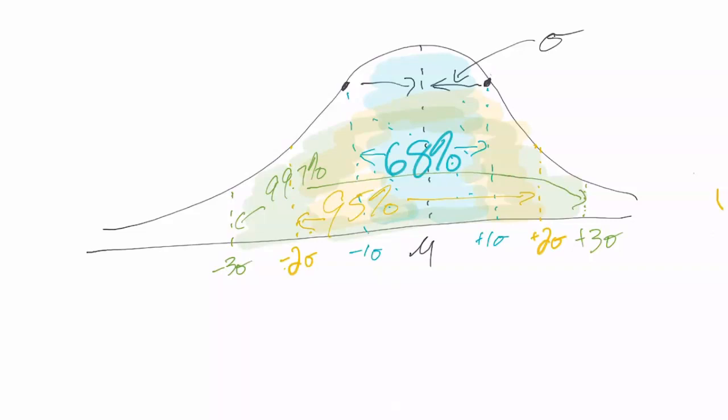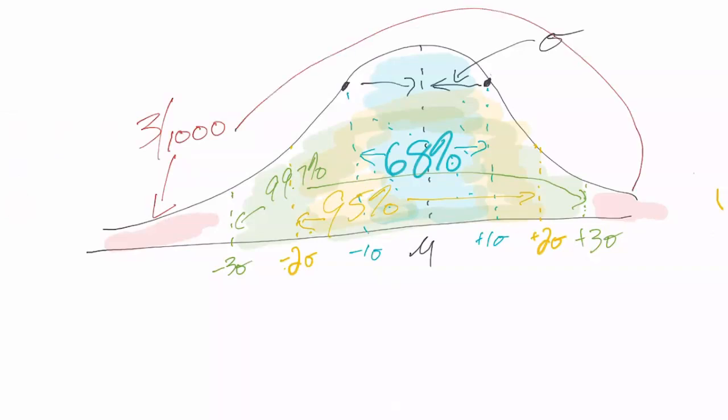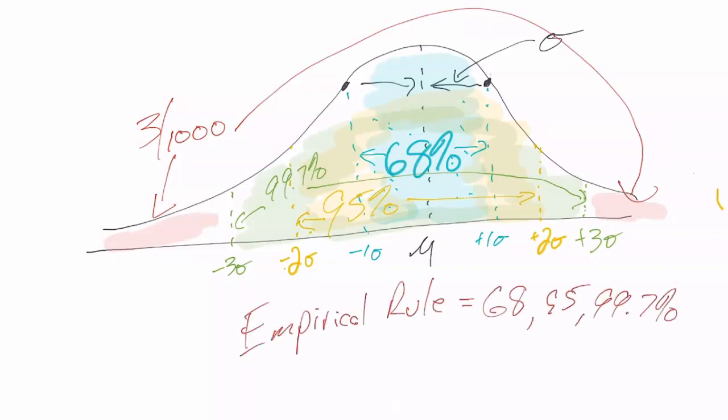Another way to describe that is to say that there's only 3 out of 1,000 data points that fall outside of 3 standard deviations. So if we look at that red region that is outside of 3 standard deviations, 3 out of 1,000 will fall in those combined areas. We call this the empirical rule. Keep in mind this powerful rule only applies for normally distributed data.